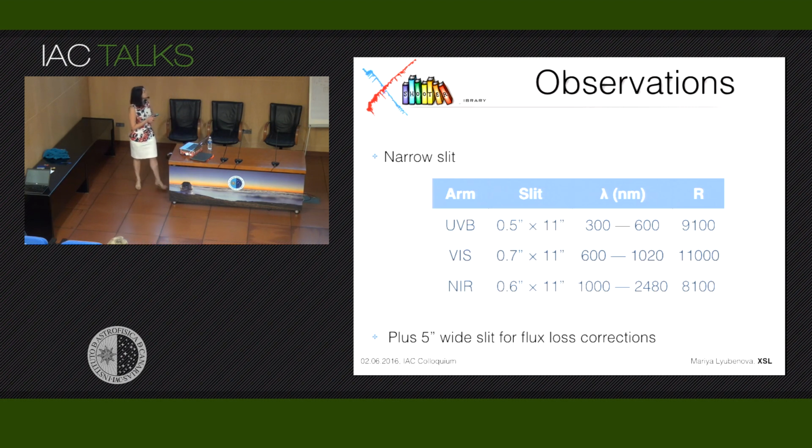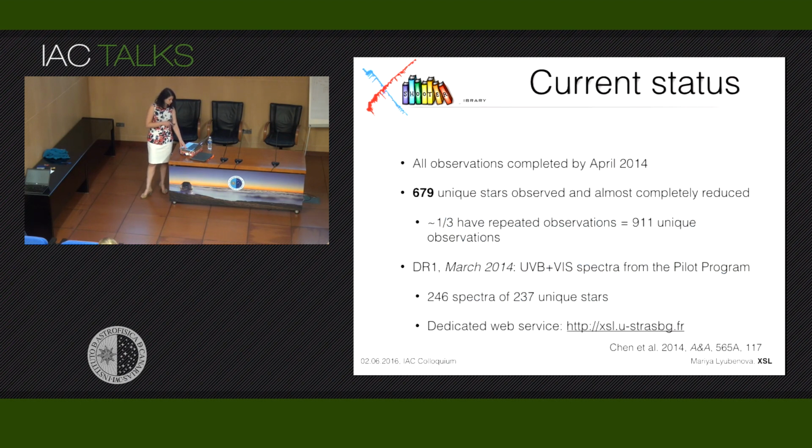So in terms of observations, we have high-resolution spectra, moderate resolution spectra, apologies, in these three arms, observed with slightly variable slit widths, resulting in a total resolving power of around 10,000. And we also have wide slit observations, which we use for flux loss corrections of our stars, which we most likely will also release later on, so a lower resolution spectrum.